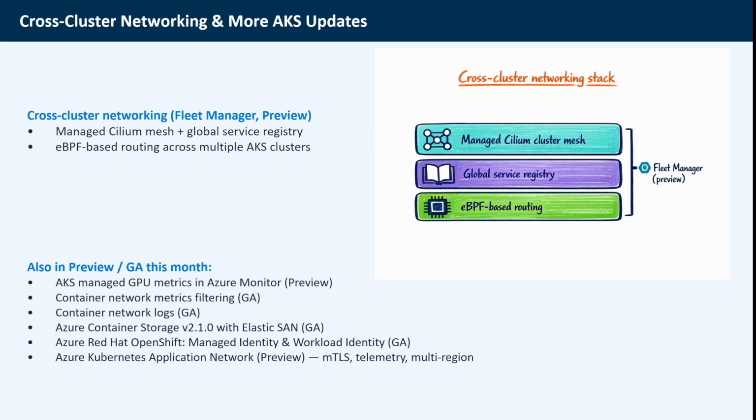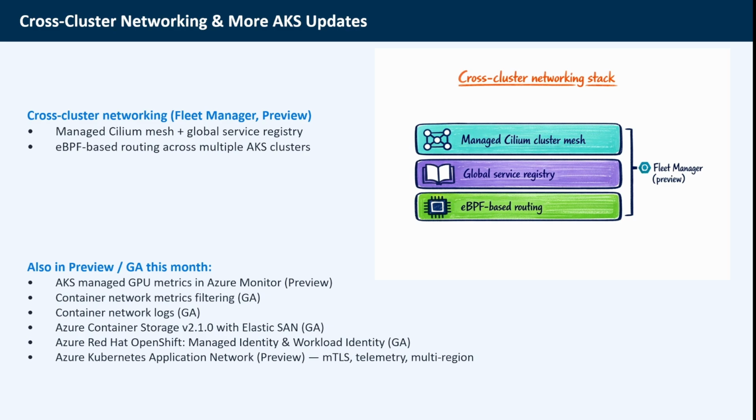AKS managed GPU metrics in Azure Monitor is preview, so I can finally see GPU behavior without building my own scrape pipeline. A few more GA items: container network metrics filtering on container network logs are GA, Azure Container Storage v2.1 is GA with Elastic SAN integration. Azure Red Hat OpenShift now supports managed identity and workload identity. I think it's a big one.